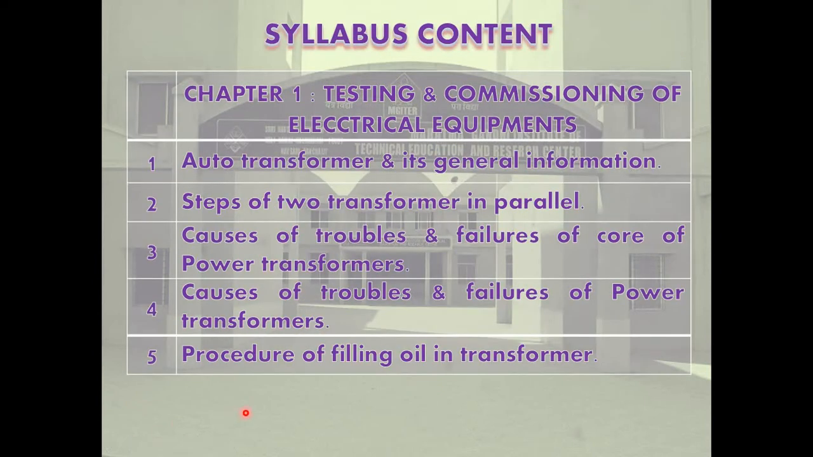Now the syllabus content. First is auto transformer and its general information. Second one is steps of two transformers in parallel. Third one is process of troubles and failures of core of power transformers. Fourth one is causes of troubles and failure of power transformer. And fifth is procedure of filling oil in transformer.